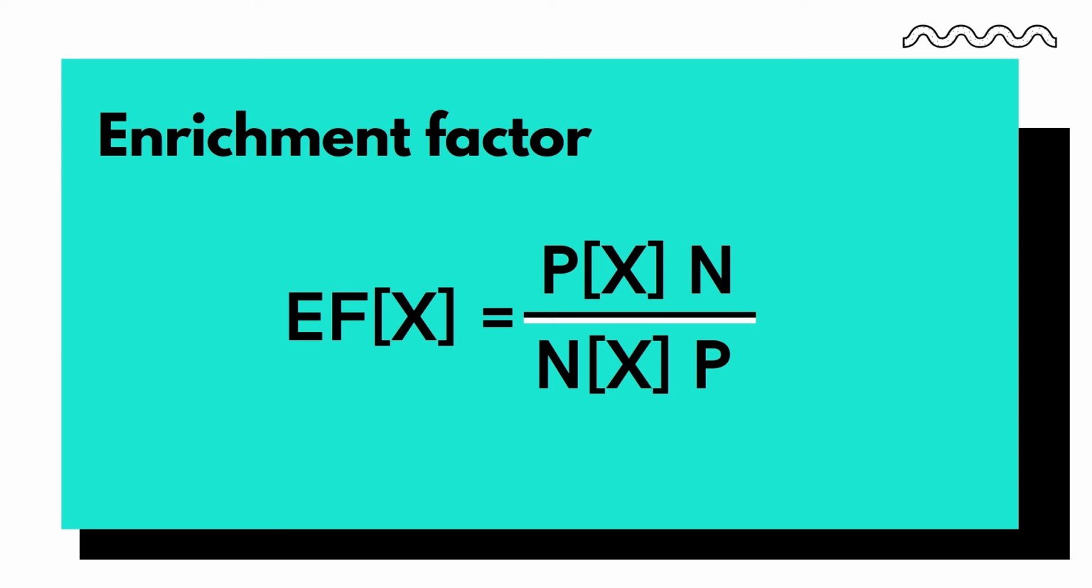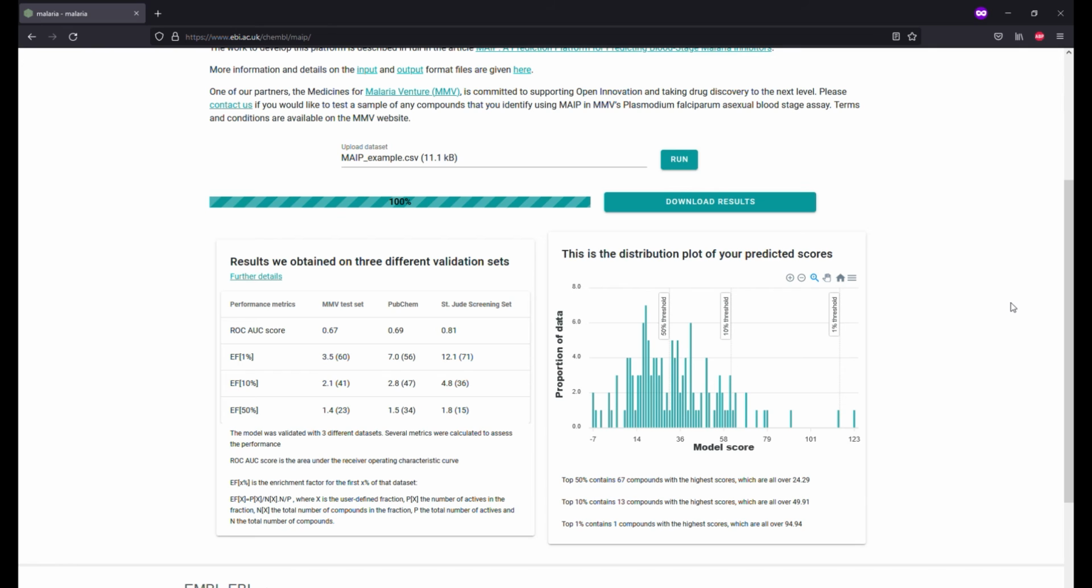Here we present the equation for the enrichment factor, which corresponds with the hit rate, or the proportion of active compounds within a defined sorted fraction, divided by the total hit rate. This last metric can be evaluated for different fractions of the dataset. So, an EF 10% corresponds with the enrichment factor for the first 10% of the dataset.